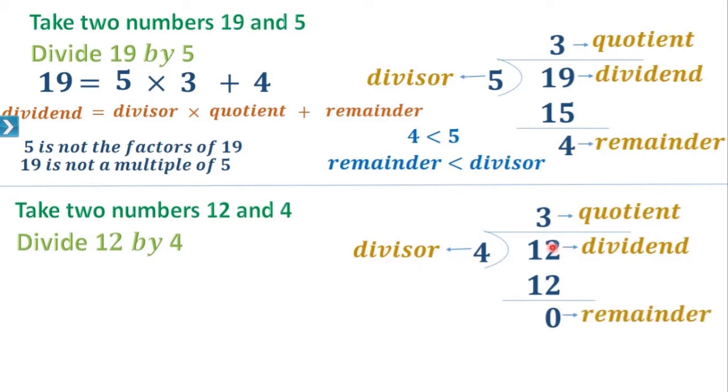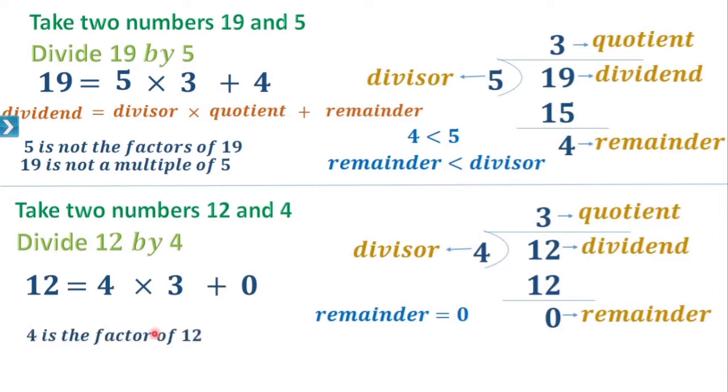So now write the relationship between dividend, divisor, quotient and the remainder. 12 can be written as 12 is equal to 4 into 3 plus 0. Observe here, remainder became 0. Here remainder is equal to 0.